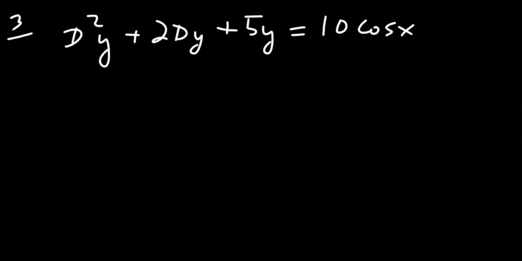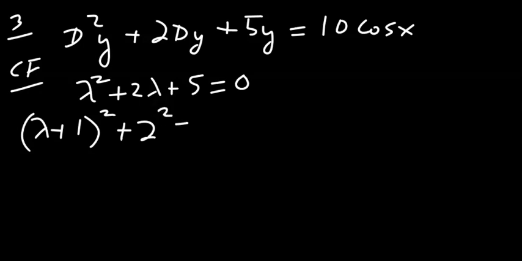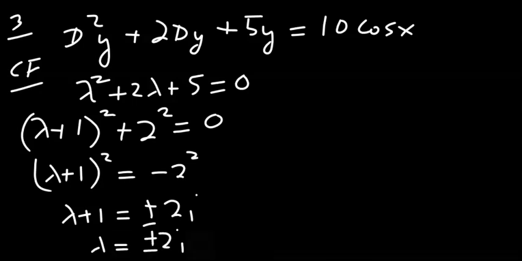Example 3. As always, let's look at the complementary function. It can be determined by lambda squared plus 2 lambda plus 5 equals 0. So (lambda plus 1) squared plus 2 squared equals 0. So that means (lambda plus 1) squared is minus 2 squared. So lambda plus 1 is plus or minus 2i. So lambda is plus or minus 2i minus 1.